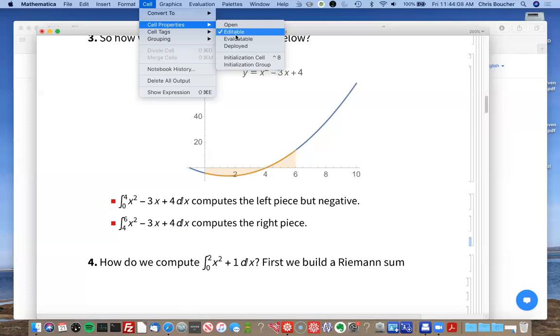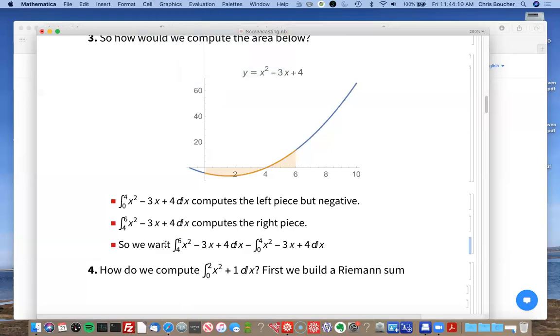Or another way to express that is I take the positive integral and I subtract the negative integral, right? When you subtract a negative, of course, the negatives cancel and you wind up adding, right? So this will give me the orange area. Again, not the net area, but the area.